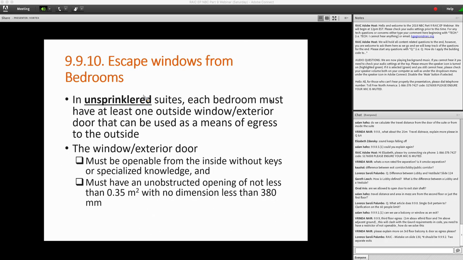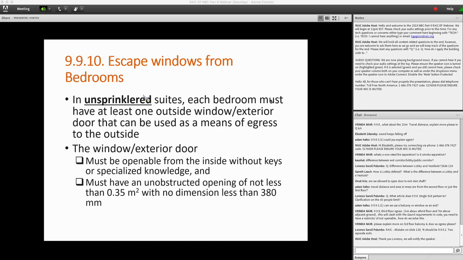Now, the requirements for the window or exterior door that is providing a means of escape from the bedroom is that it must be openable from the inside without requiring keys or specialized knowledge, and it must have an unobstructed opening of not less than 0.35 square meters with no dimension less than 380 millimeters.